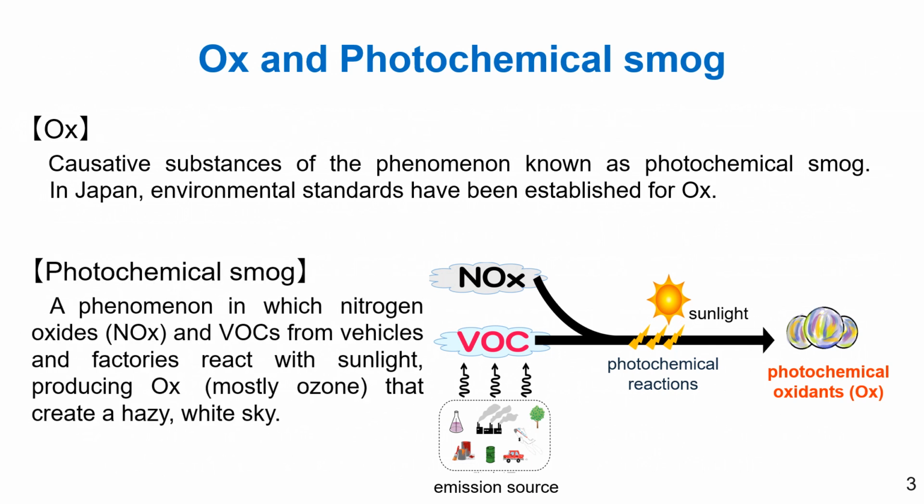Next, photochemical smoke is a phenomenon in which nitrogen oxide, NOx, and VOCs emitted from vehicles and factories undergo chemical reactions due to sunlight, producing secondary photochemical oxidants. This process increases harmful substances in the air, making the sky appear hazy or white. It is commonly observed on sunny summer days and can have negative effects on health.